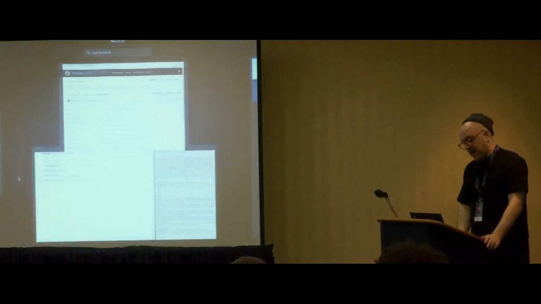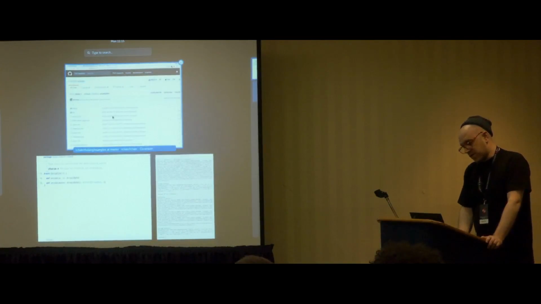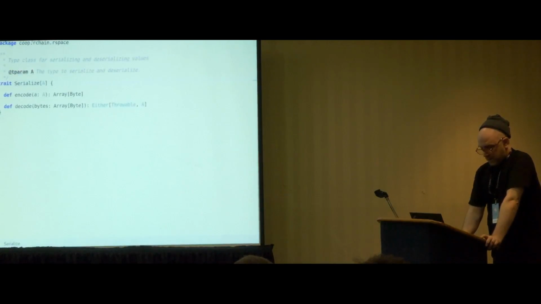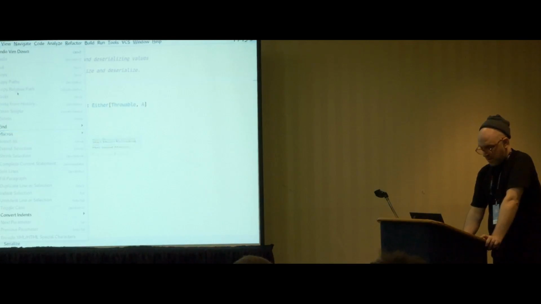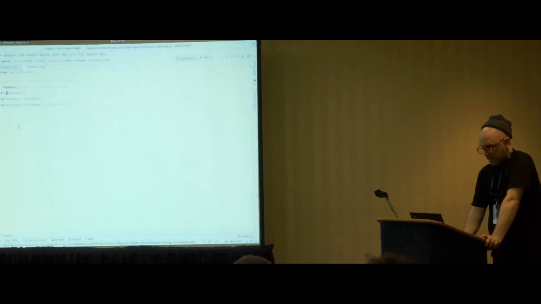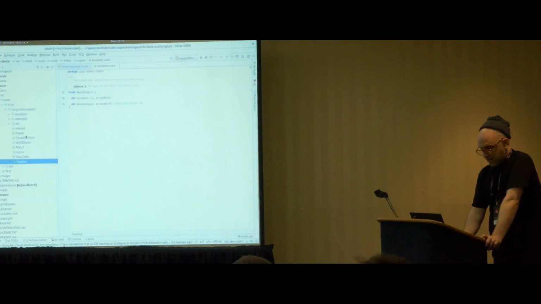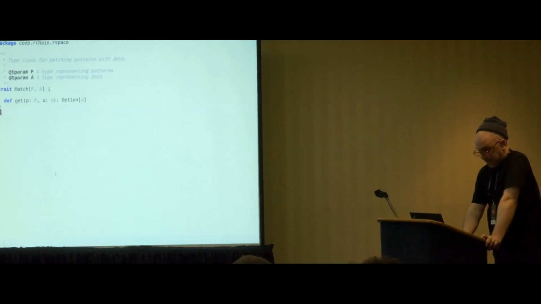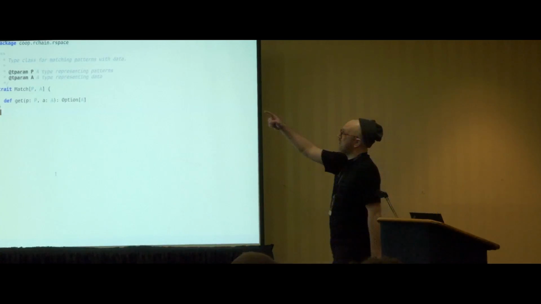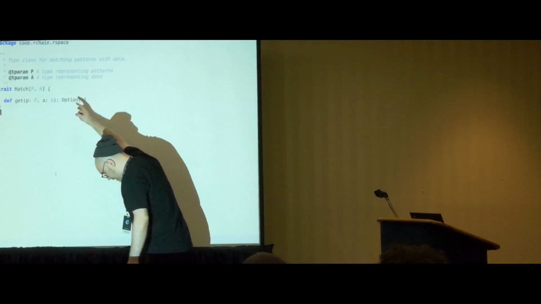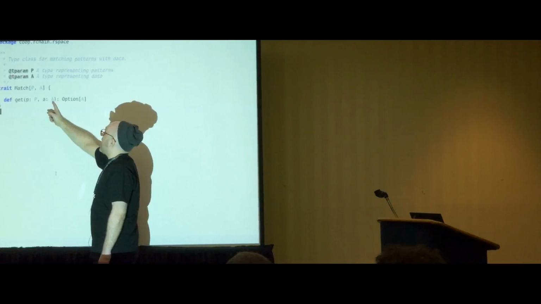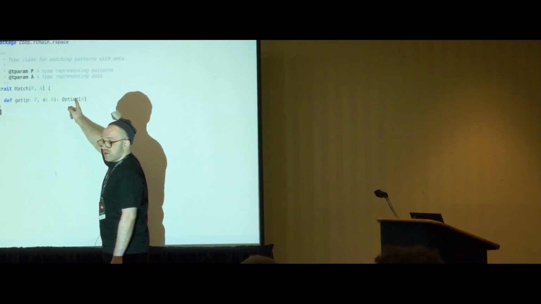That's the first part. And then we have to have a way of pattern matching. I mentioned that before. So you have to be able to match between data and patterns. So there's another type class called match. And match takes two things: a type representing patterns and a type representing data. If you give me a P and you give me an A, you also have to have a function that matches these two things together.